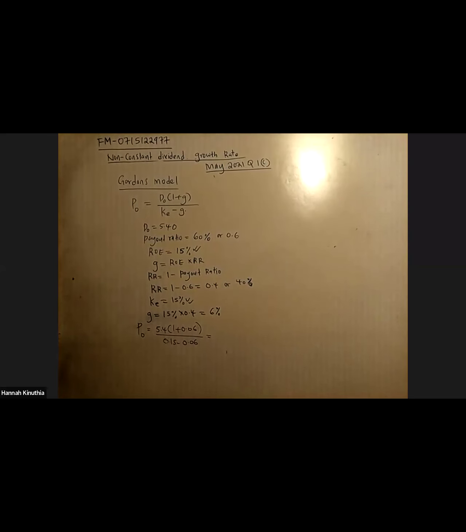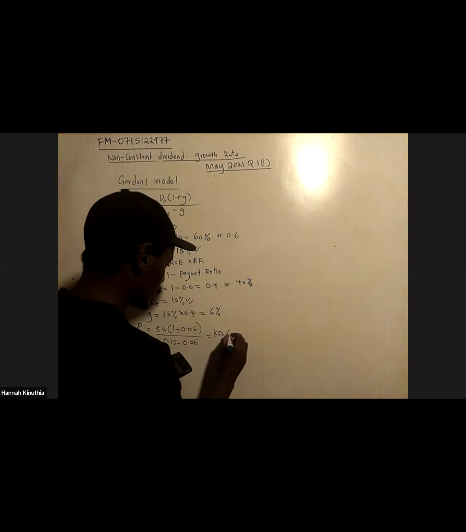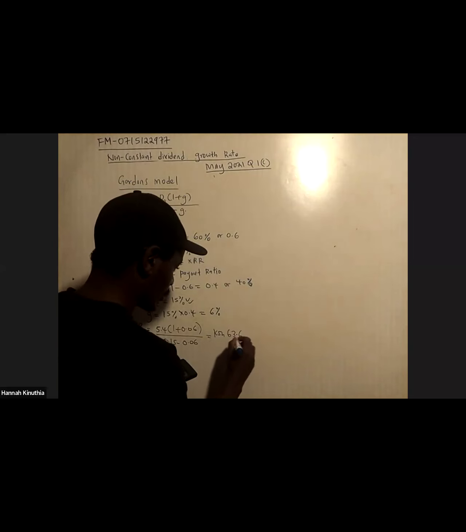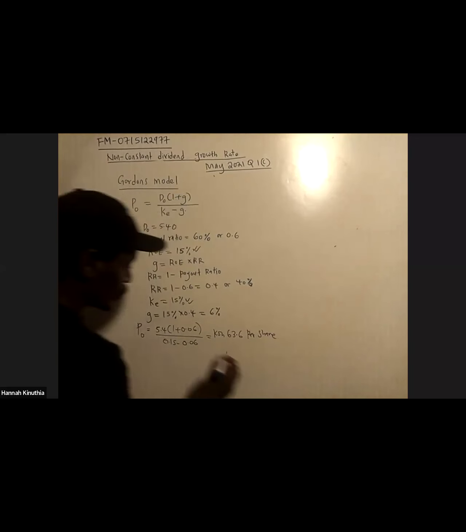So we can put 1 plus 0.06 divided by 0.15 minus 0.06. So I get Kenya shillings 63.6 per share. Now, so this one is PO.